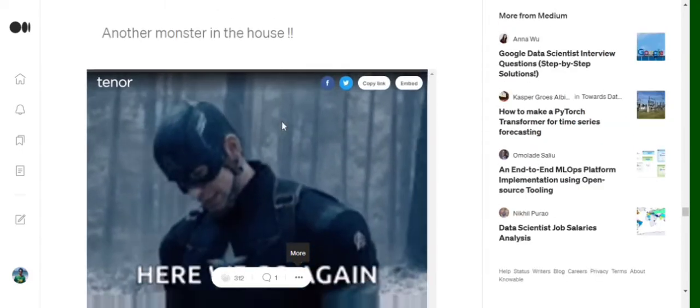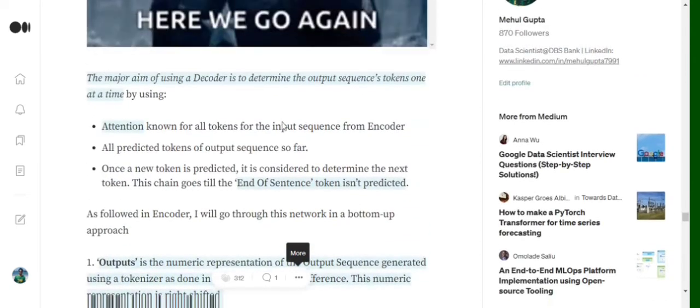Let's first of all start from the input that is going in. The major aim of a decoder is to determine the output sequence tokens one at a time. Assume that we are working on a speech translation where we wish to convert text from English to German. In that case, for this translation, the decoder would be using two major things. One is the attention coming from the encoder, whatever we have learned from the encoder: which text is more important, which tokens are important. The second is the total predicted tokens as of now. Try to understand this.